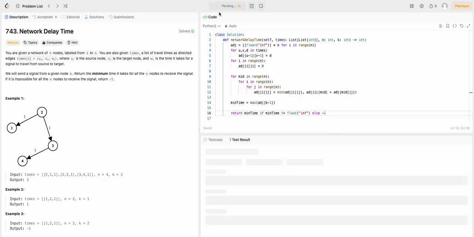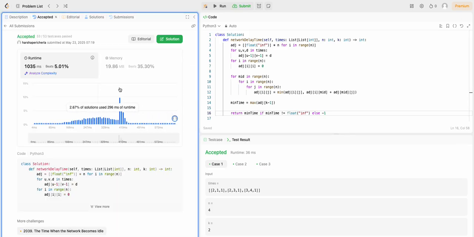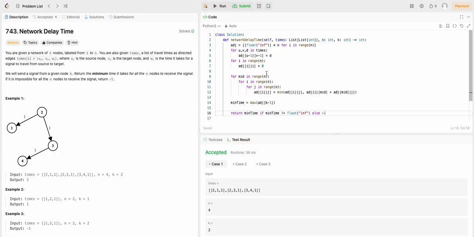Let's see. Let's run the code here. You can see it compiled properly, and if I submit, it's going to do the submit. Although the time complexity is really bad, this is one way to solve the problem.